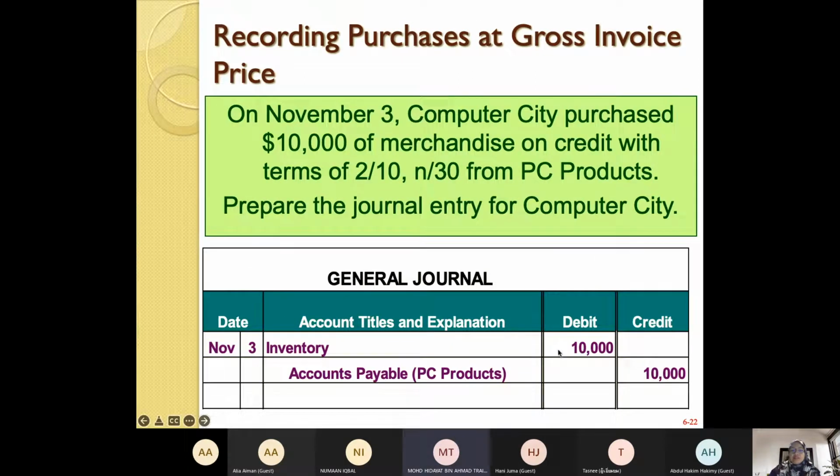You debit your inventory because you purchase from a supplier, so your inventory increases, and then you create your accounts payable of $10,000.